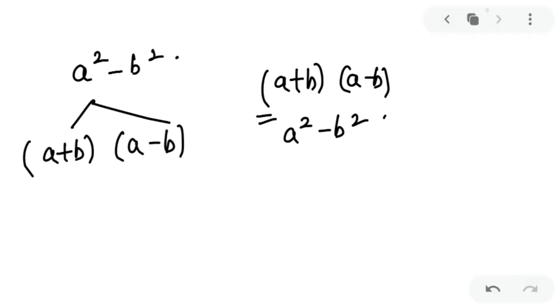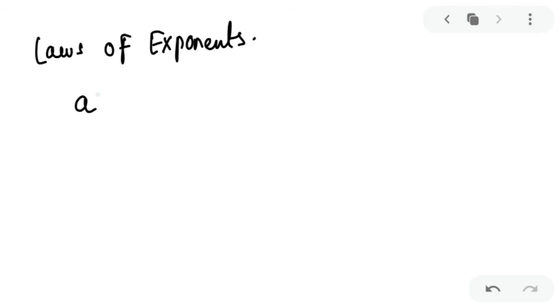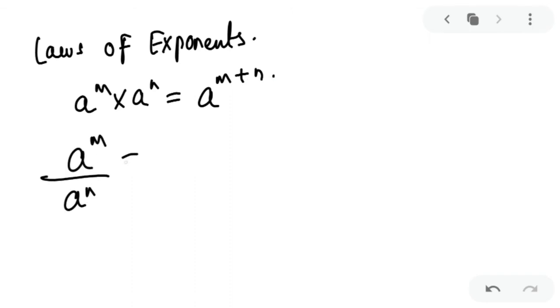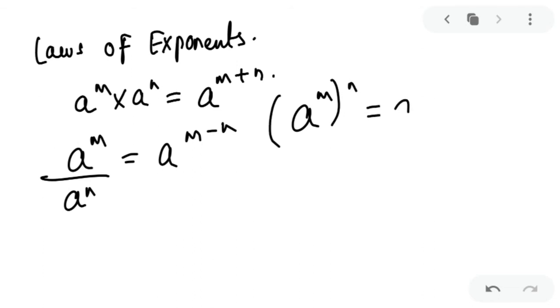Next, my dear kids, I will be taking laws of exponents. If I have a^m into a^n, it will always be a^(m+n). If I have a^m upon a^n, it will always be a^(m-n). If I have (a^m)^n, it will be the product, that is a^(mn). Got my point clear?